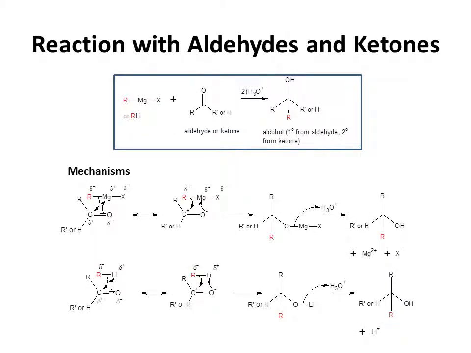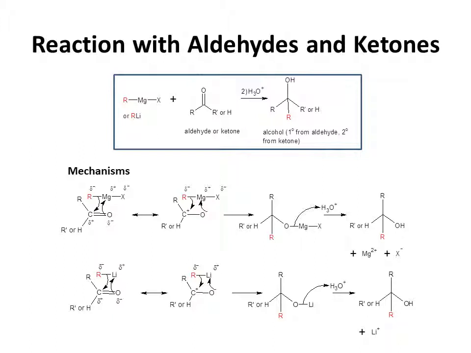Okay, now on to the reaction with aldehydes and ketones. In that situation, a Grignard or organolithium reagent reacts with C double bond O pretty much the same way it did with CO2, followed with dilute acid to form not a carboxylic acid in this case, but an alcohol. So you notice the red R group is what attaches. You get one attachment, one new carbon-carbon bond. If you started with an aldehyde, then you get a primary alcohol, and if you started with a ketone, you get a secondary alcohol.